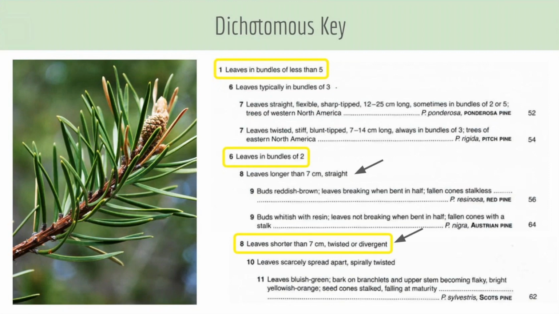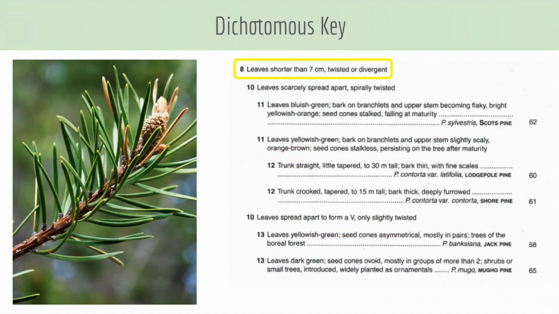And again, we'll simply move down to the section underneath that, and we'll keep going to determine what species it is. So now we're presented with whether or not the leaves are scarcely spread apart and spirally twisted, or they spread apart to form a V, and they're only slightly twisted. Great. So you see that the needles will start to spread apart at the very base of the bundle, and they do form a V.